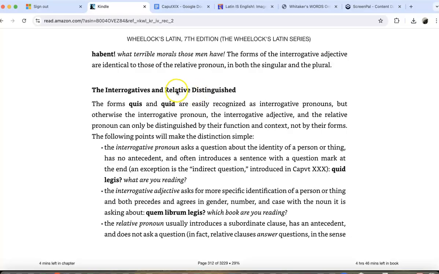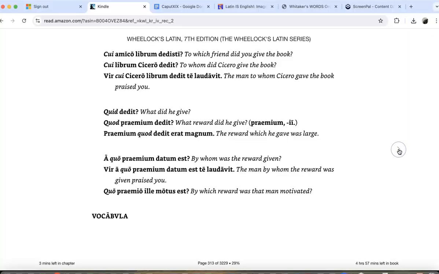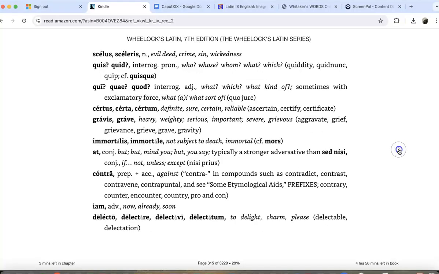Relative pronouns, you may recall, were introduced and practiced in an earlier chapter, chapter 17, I believe. But this is good to review the difference between the two so that we know how to read it in the context. So here is our qui, quae, quod. We want to hold this in mind here. Let's go back to our example.